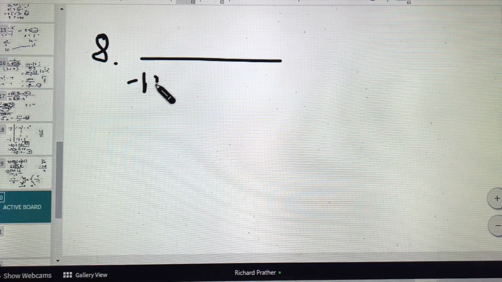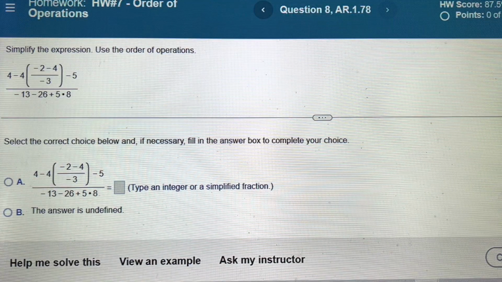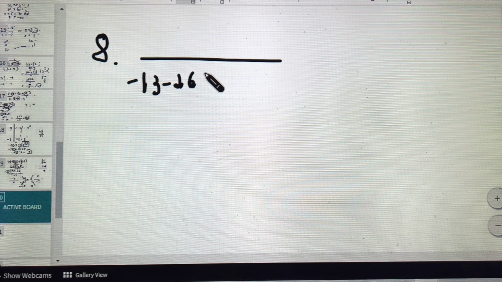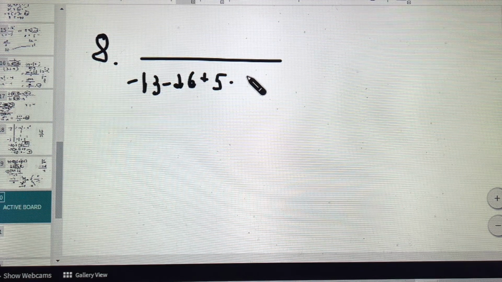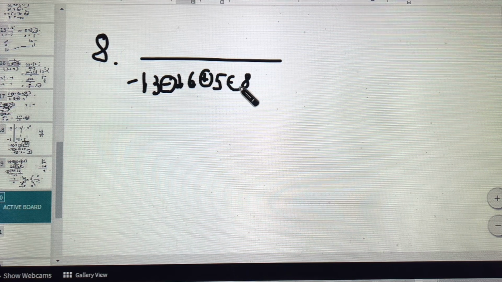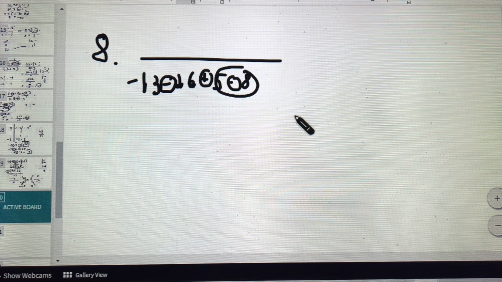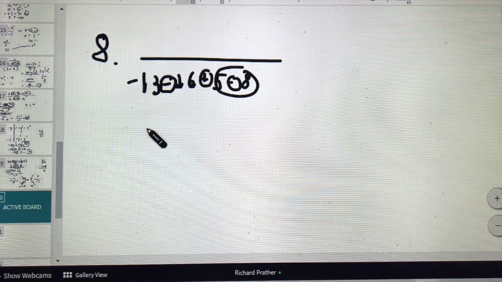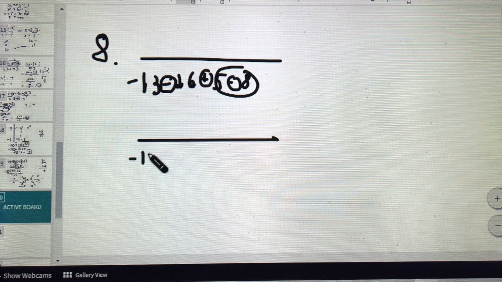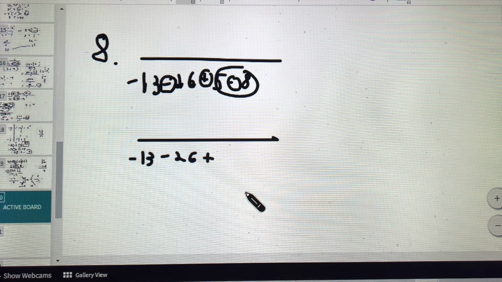Negative 13, negative 26, or minus 26, plus 5 times 8. So don't count the front negative. You have a subtraction, you have addition, and you have times. Multiplication's definitely first. I'm definitely going to do this first. I don't have any parentheses. I don't have any exponents. Rewrite negative 13 minus 26 plus. Now just do 5 times 8, which is 40.